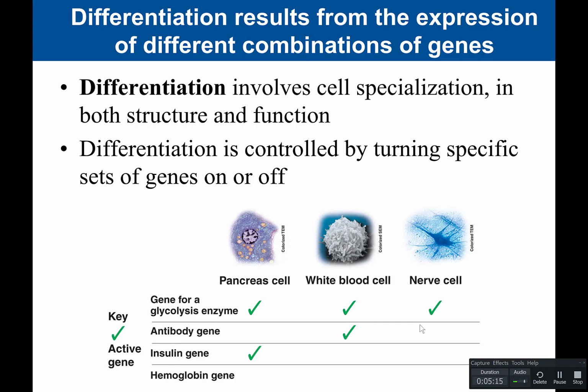So antibody genes would be expressed in white blood cells. The insulin gene would be turned on specifically in the pancreas because the pancreas is responsible for producing insulin, which basically serves as the body's signal that glucose is available. So when you eat a meal, for example, your blood glucose level will start to rise as your body digests that food.